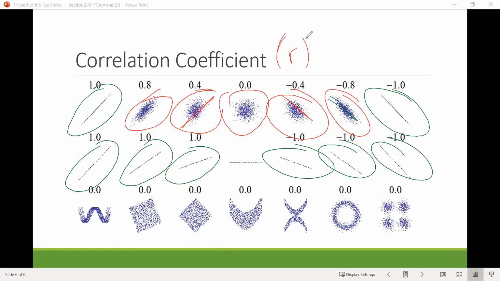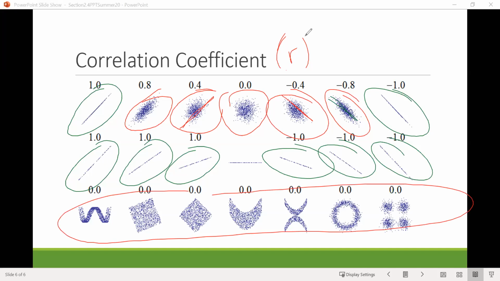So again, the correlation coefficient, which is the value of R, tells us how linear our function is. And for these ones down here at the bottom, in case you were wondering, notice that they all have a correlation coefficient of 0, and even though they're really pretty designs, they are not linear at all. So that's why those all have a correlation coefficient of 0.